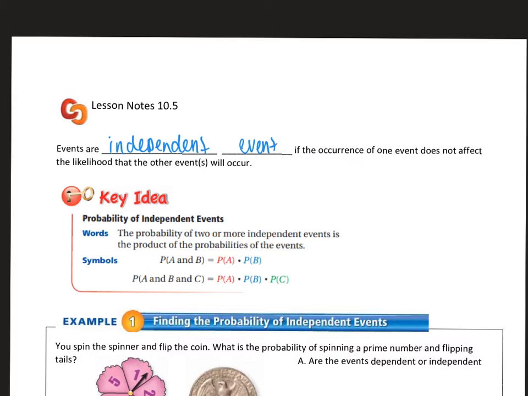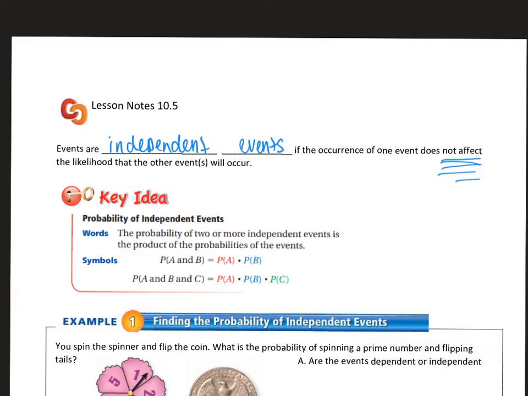So events are independent events if the occurrence of one does not affect the likelihood of the other, okay? So they're two completely different things going on, right? The first thing that happens has no bearing on the second event that happens. Okay, so the way to find the probability of these is by just multiplying the probabilities of these events together.